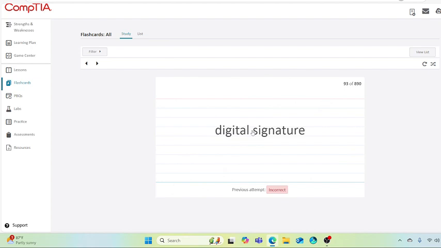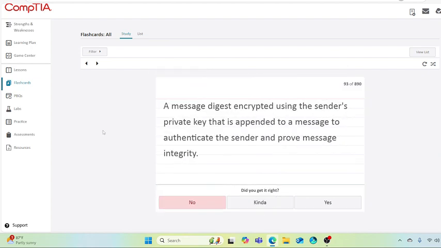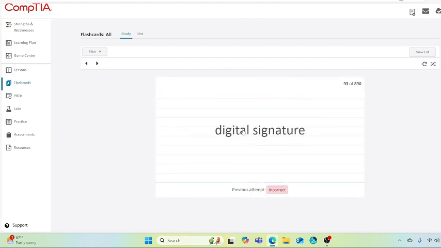Digital signature. A message digest encrypted using the sender's private key that is appended to a message to authenticate the sender and prove message integrity.